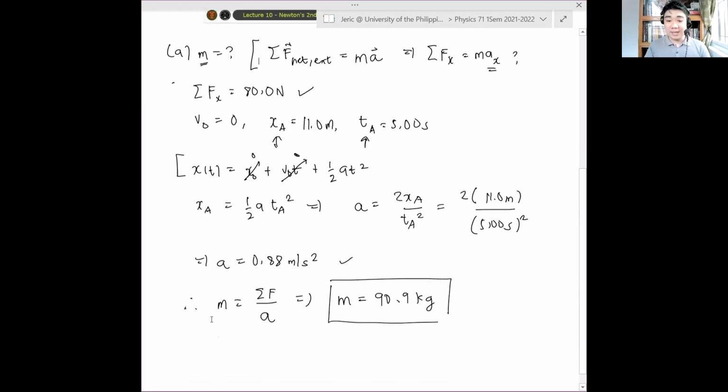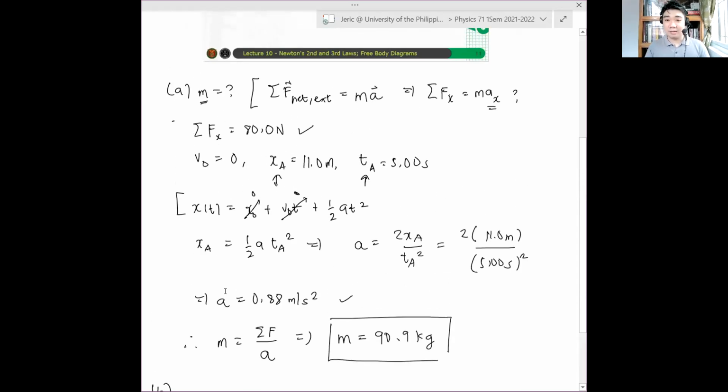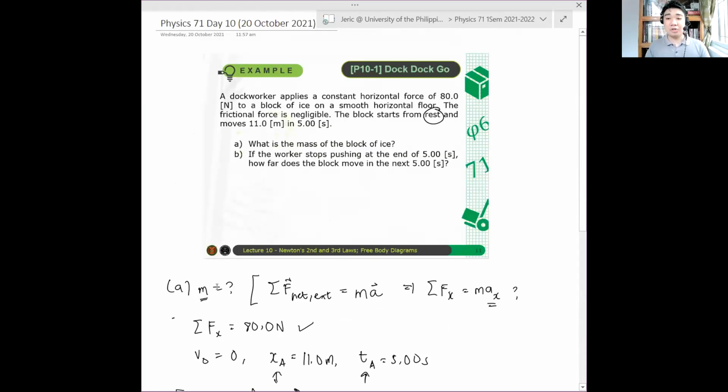Okay? And then letter B. So the question now is, ano ang nangyari? So balikan natin yung problem. If the worker stops pushing at the end of 5 seconds, how far does the block move in the next 5 seconds? So ibig sabihin, after some time, tinanggal ni dock worker yung kanyang force. Therefore, ano mangyayari dun sa object?